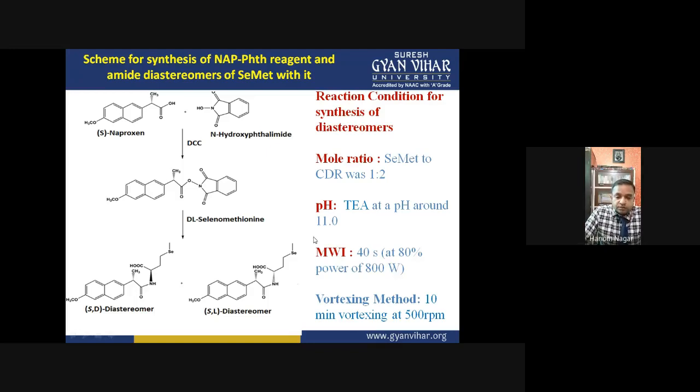Okay. Another method we also used for the synthesis of diastereomers is the vortex method. So we vortex the solution for around 10 minutes at 500 RPM. After the 10-minute reaction, these diastereomers were formed at the optimum level, right?